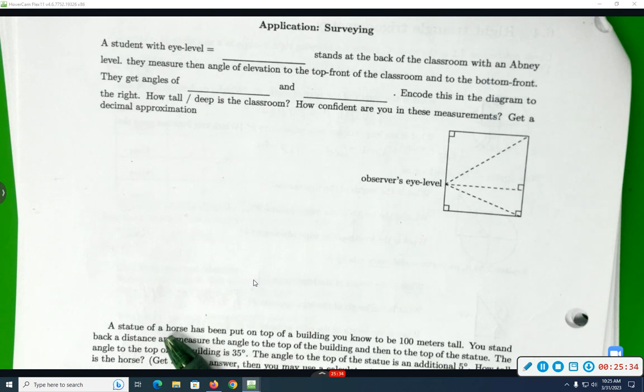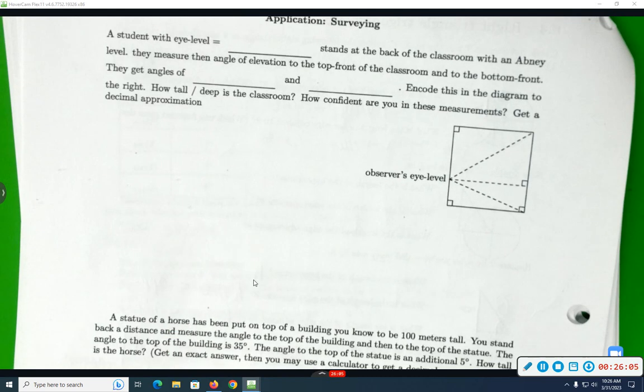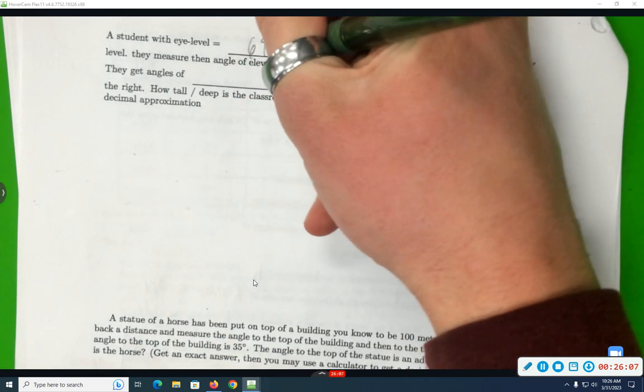So the first thing I need is the height of your eye line. So stand against the chalkboard. You might even make a mark for your eye line. This seems easier than me holding that. So take a measure up too. All right. Let's see how far your eyes are. Okay. 64 inches. All right. So you have eye level 64 inches.